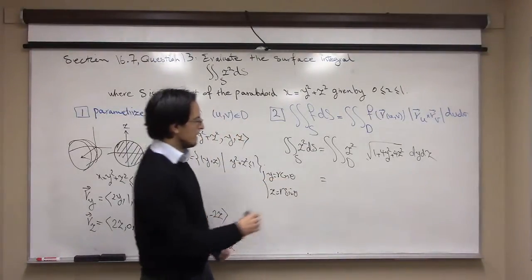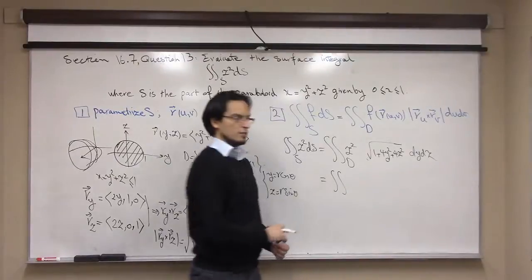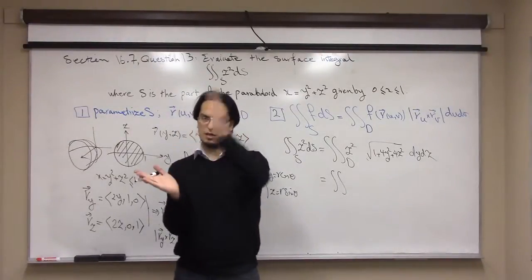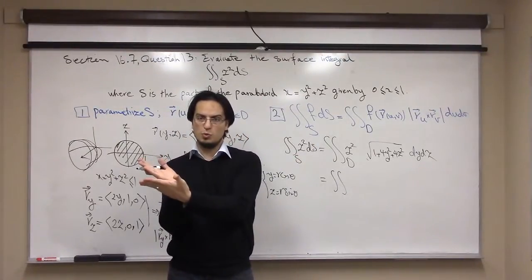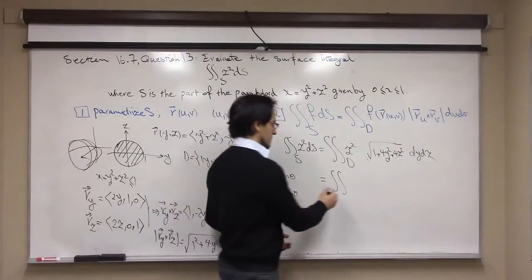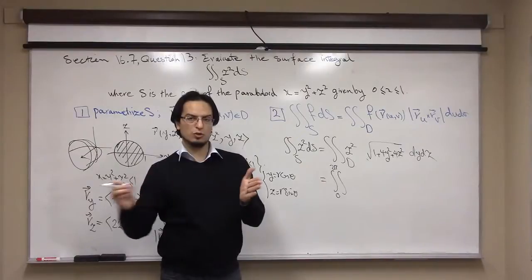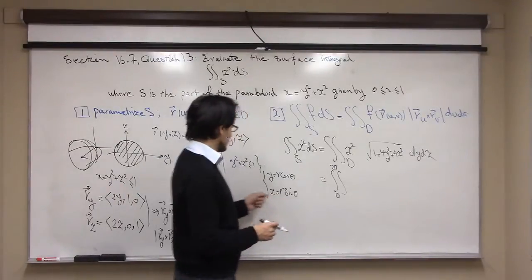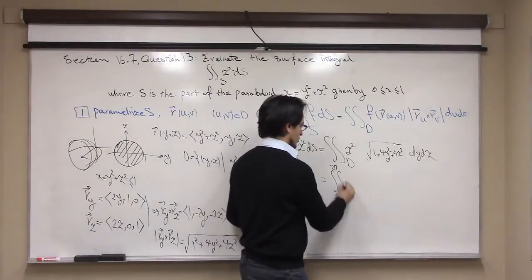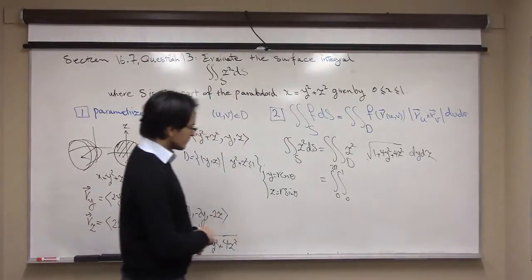Okay? Then my region, which is a disk of radius 1, is given by theta starting from 0 and going to 2 pi. And r goes from 0 to the radius of that disk, which is equal to what? 0 to 1. Okay, that's good.